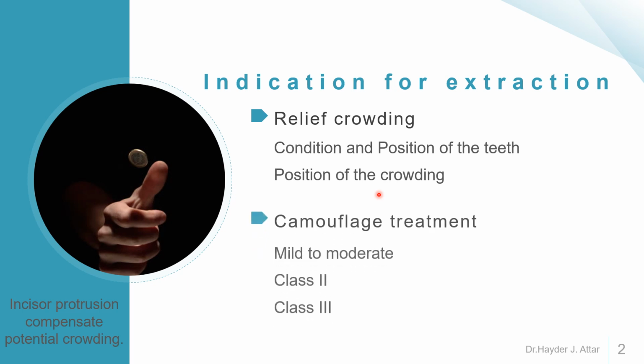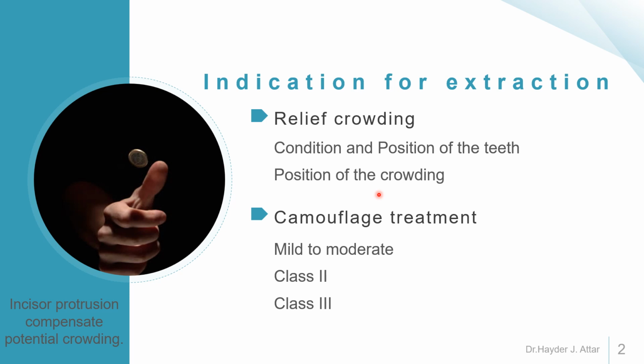The other indication of extraction is camouflage treatment, or treatment for correction of the sagittal interarch relationship. It is used in correction of mild to moderate class 2 and class 3 cases, and class 1 cases. In class 1 malocclusion, it is preferable to extract in both arches because it is not advisable to discourage the development of only one arch more than another.